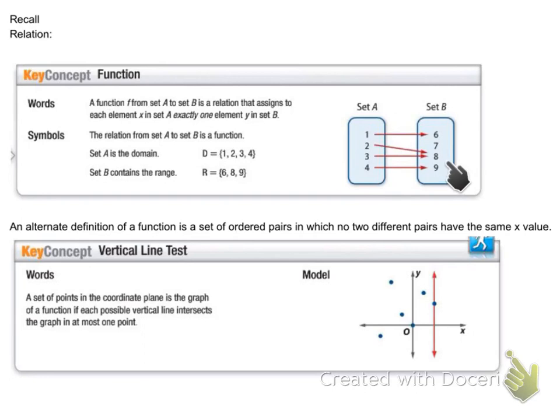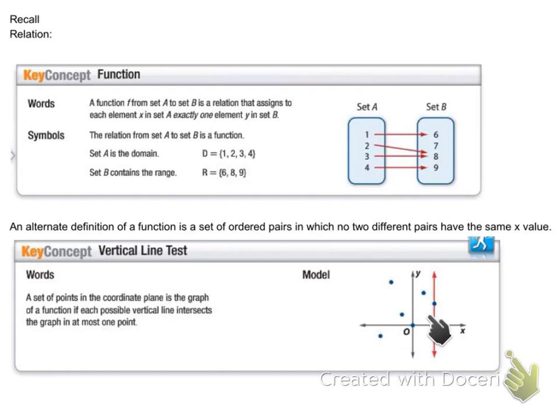Because every time I put a 2 in, where is it going? 8. Doesn't matter if I put it in 1,000,000 times. That 1,000,000th and first time, it's going to 8 again. That's okay. It's functioning correctly. That's a function. Yes. I can also take these points and graph them below here.